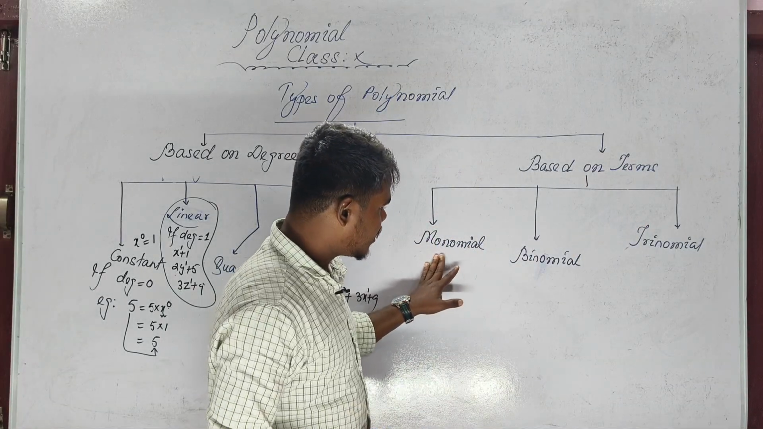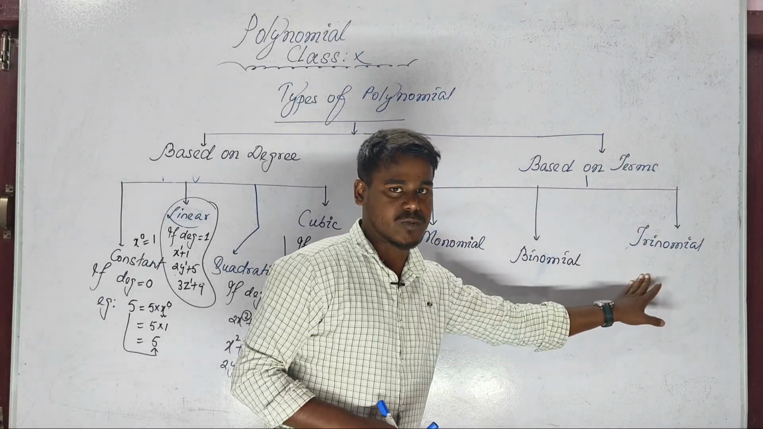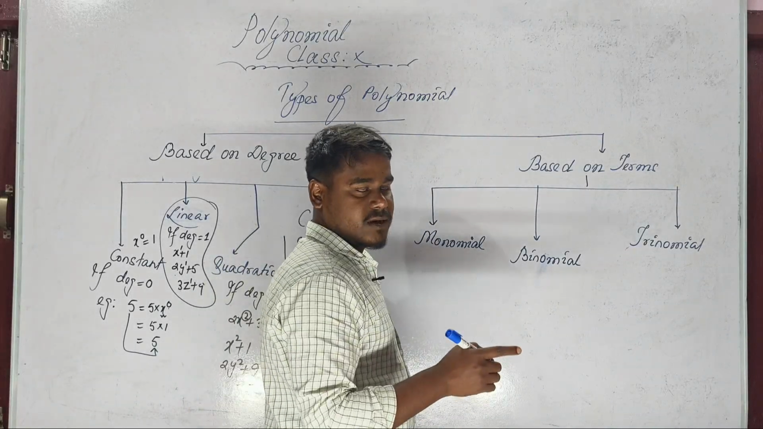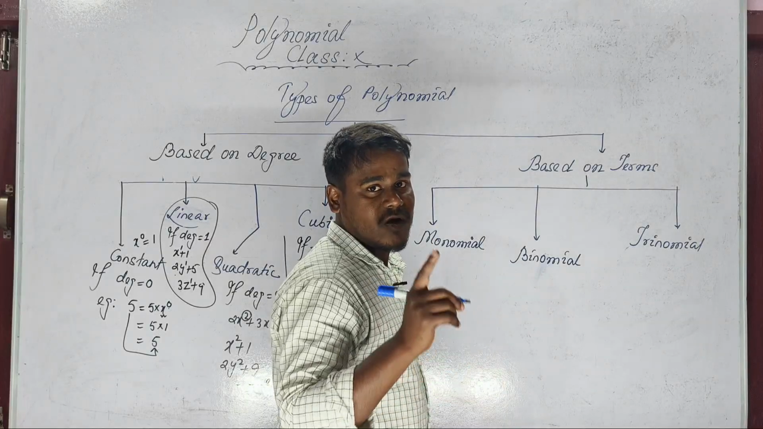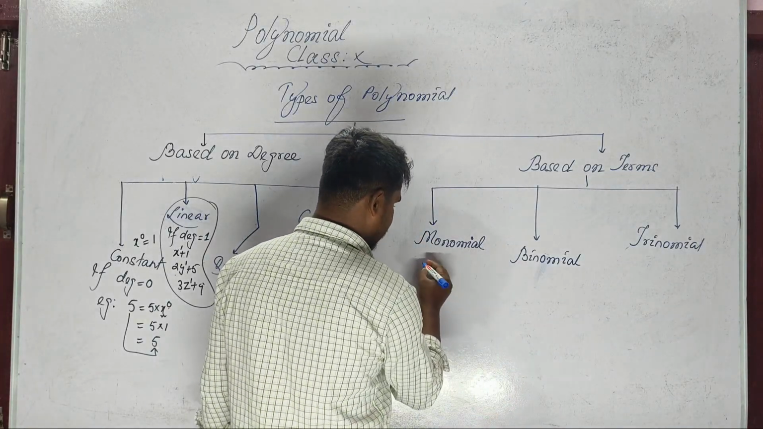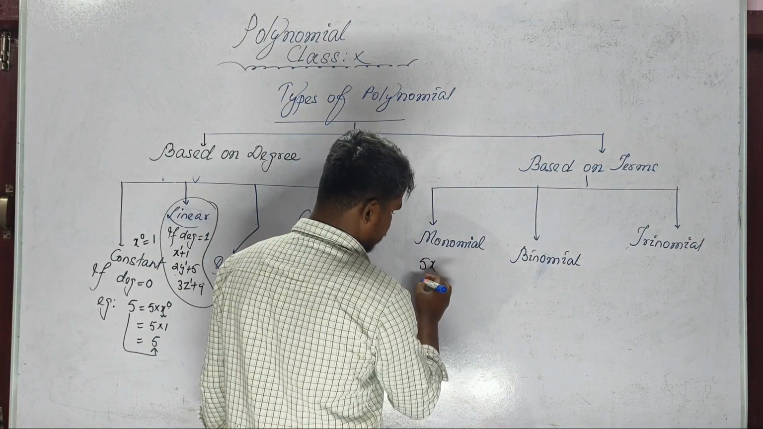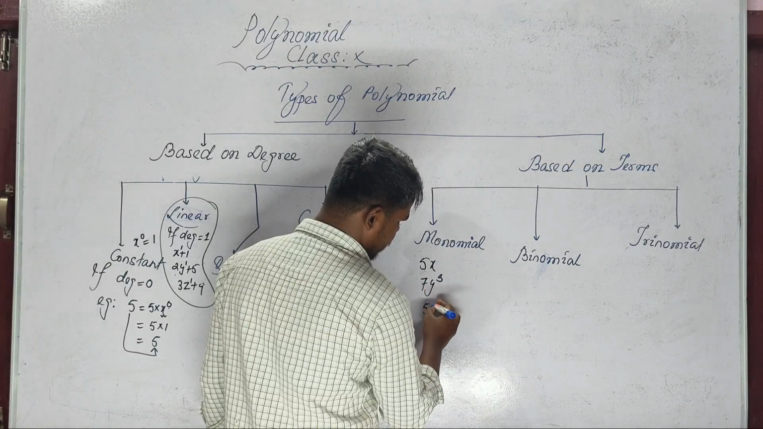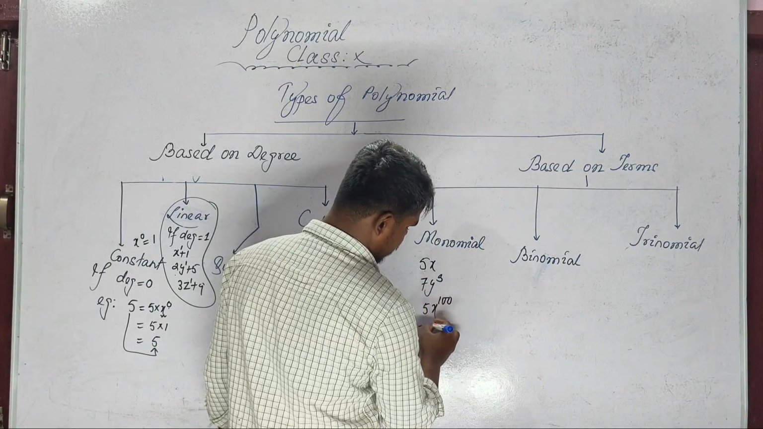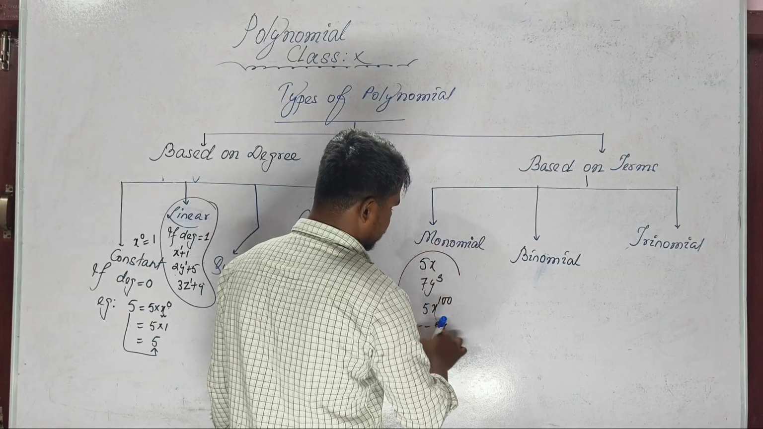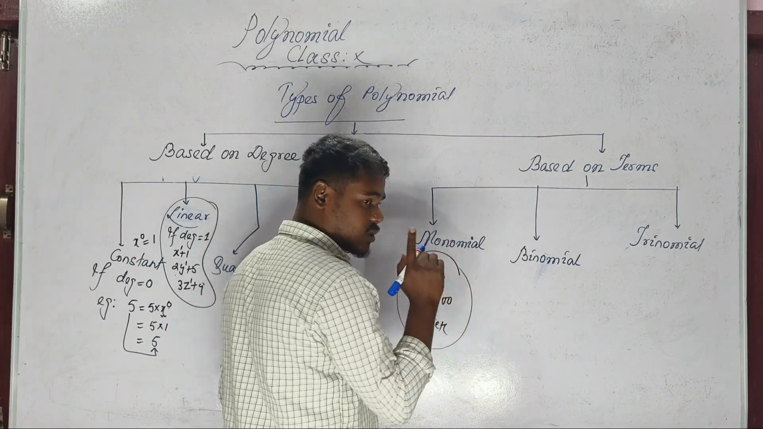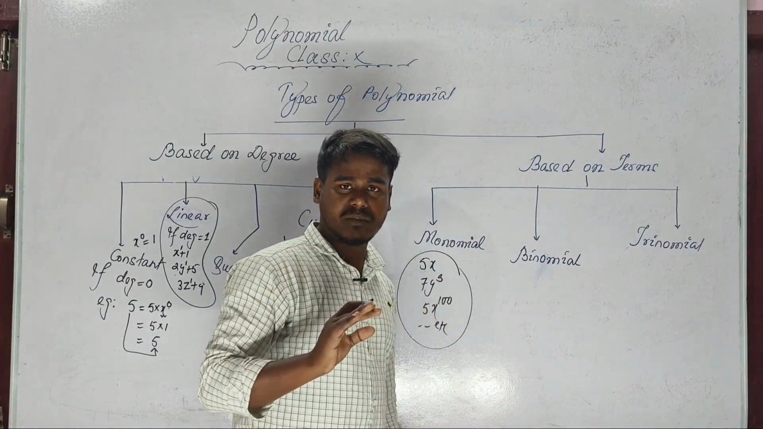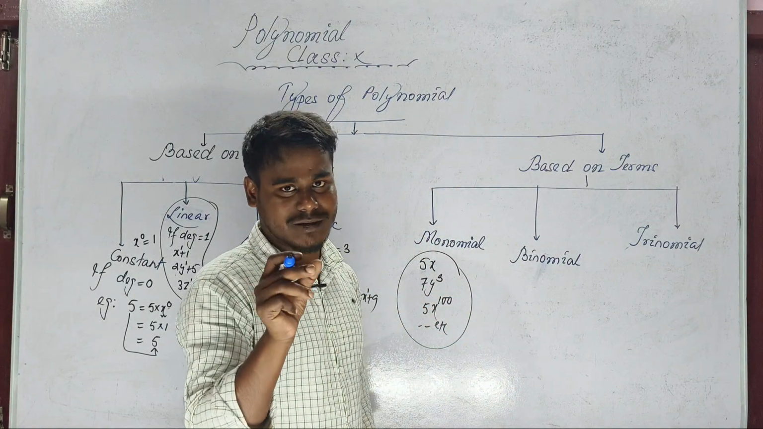Based on the terms, there are total 3 types of polynomial: monomial, binomial and trinomial. Monomial means if a polynomial has only one term, it is called monomial. It means 5x, 7y cube, 5x to the power 100, etc. Here all the polynomials have only one term, that's why they are called monomial. Degree doesn't matter, the number of terms matters.